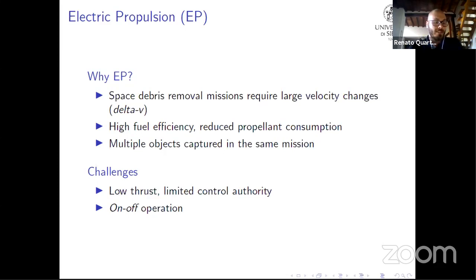Despite its efficiency, electric propulsion poses essentially two challenges. It is characterized by a low thrust, and this clearly leads to limited control authority, and by the fact that it provides an on-off control input, so electric propulsion is essentially binary.